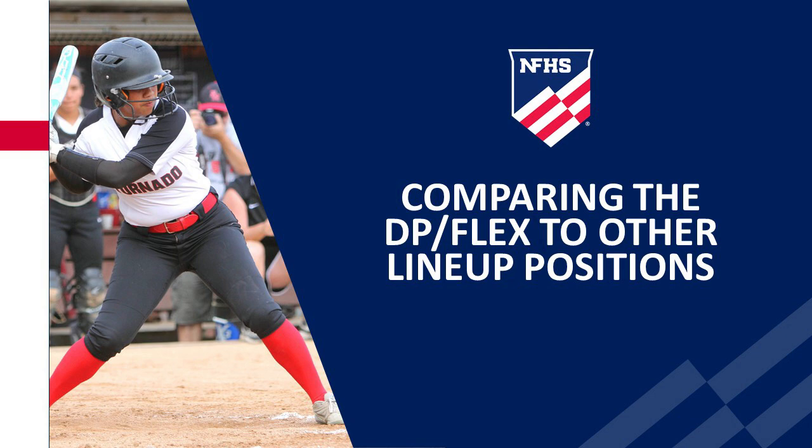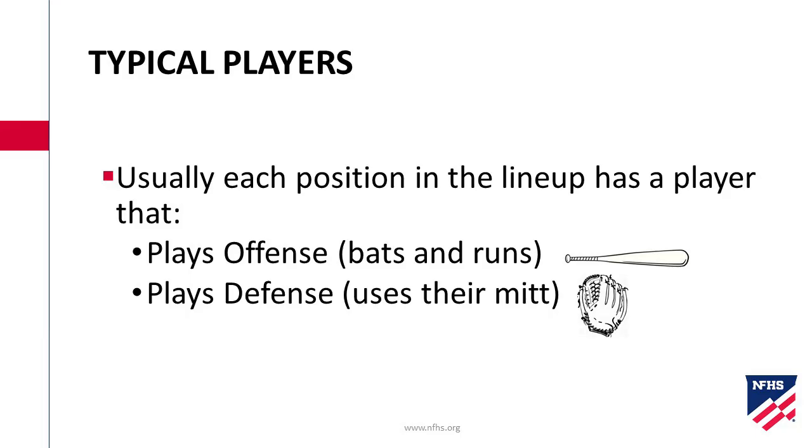Comparing the DP Flex to other lineup positions, again, like we talk about, each player usually plays offense, so they use their bat. They bat and run, right? They also usually play defense, so they use their mitt. So again, every player can have that same visual, if you will, their bat and their mitt.